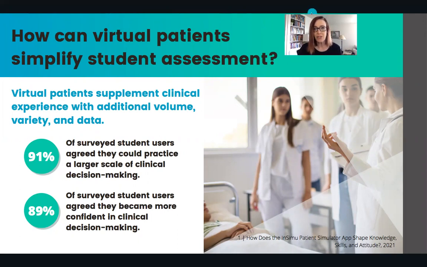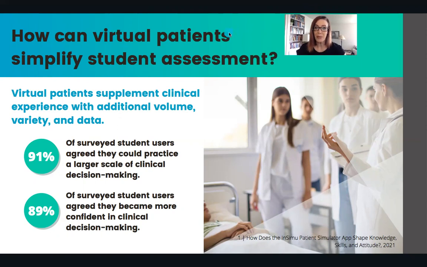Some of the big advantages of virtual patients are that they offer a wide variety of cases on a wide variety of age groups, different areas of medicine, different disease processes, as well as the opportunity to repeat cases that are maybe a little more difficult. So virtual patients can supplement clinical experience with additional volume, variety, and data.